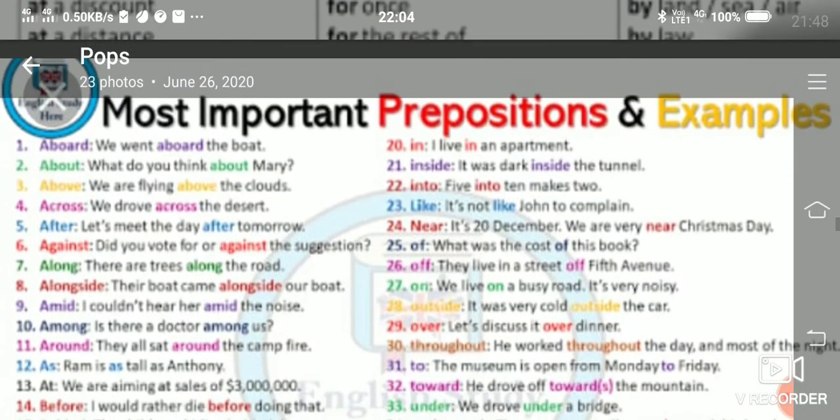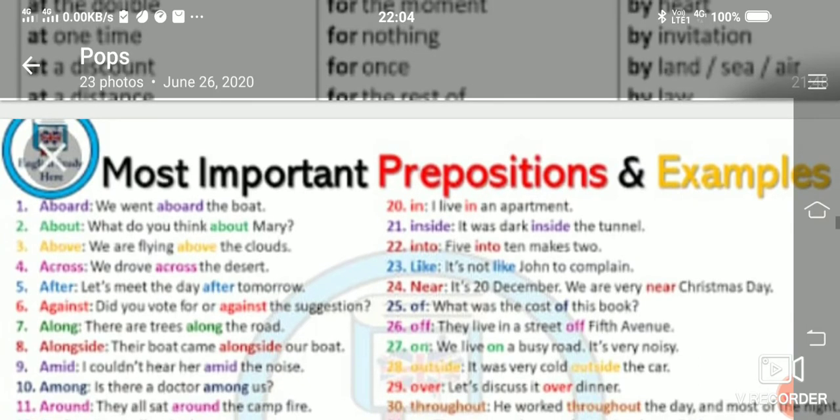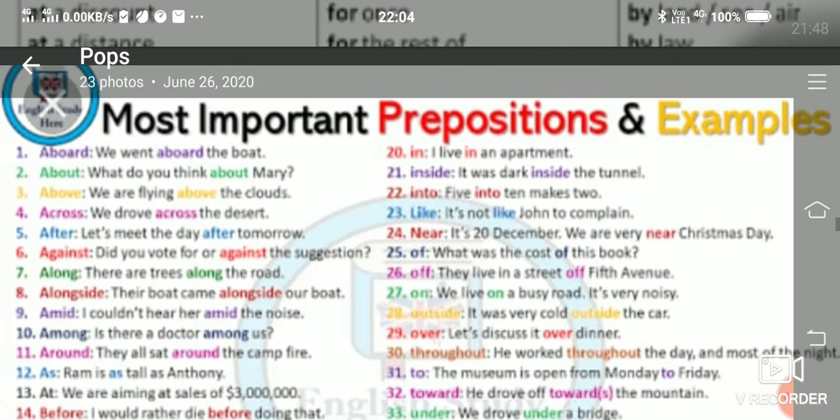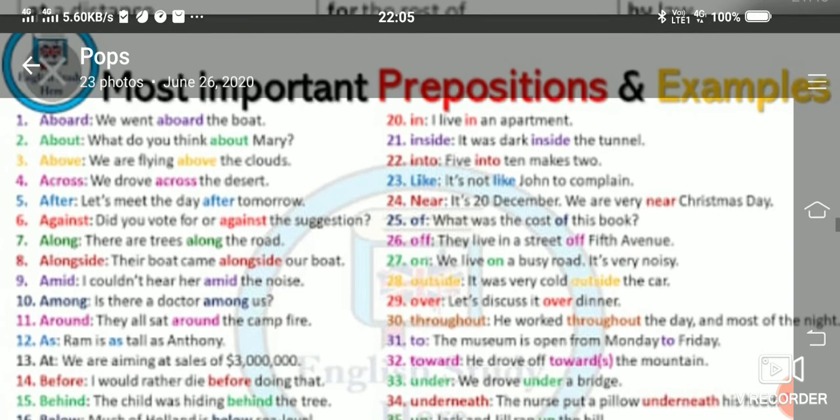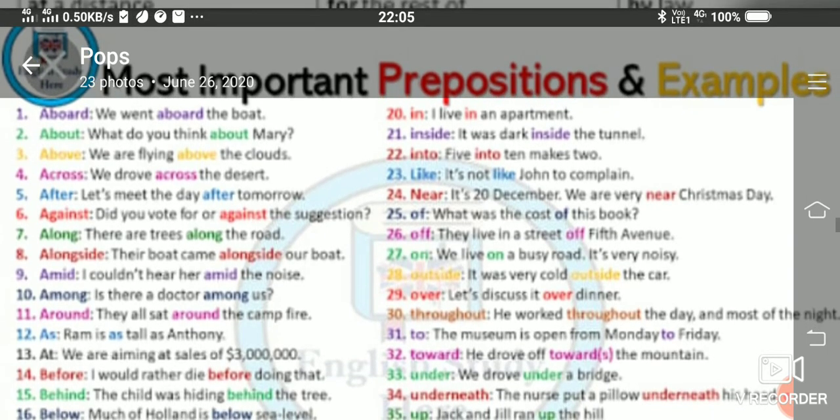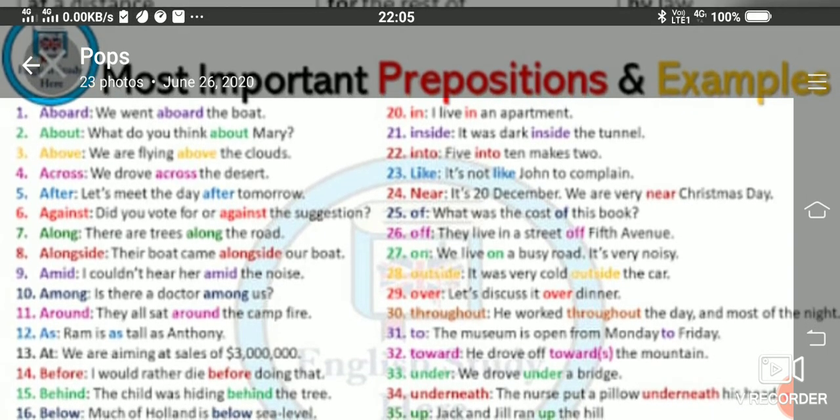In: I live in an apartment. Inside: it was dark inside the tunnel.